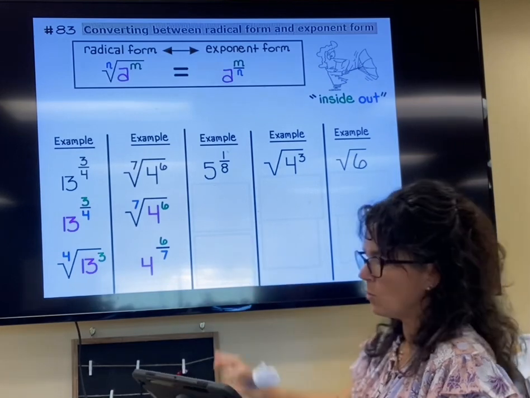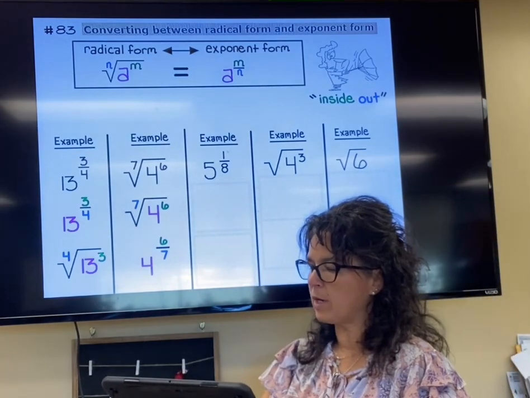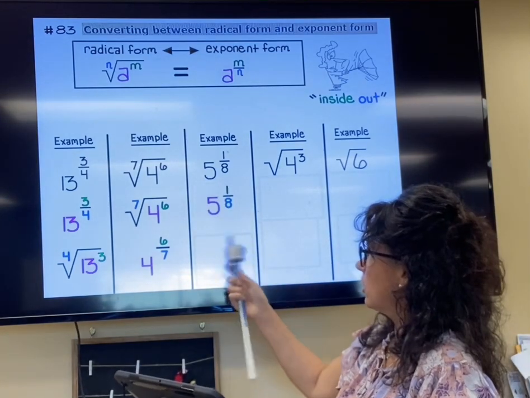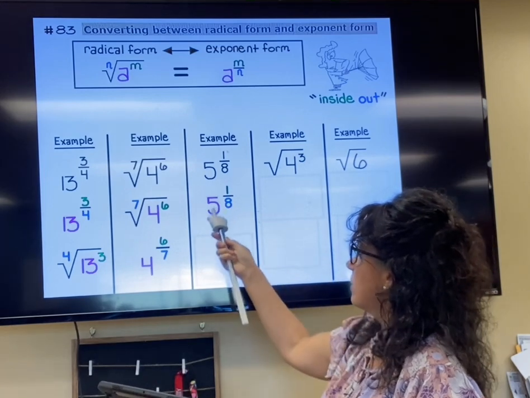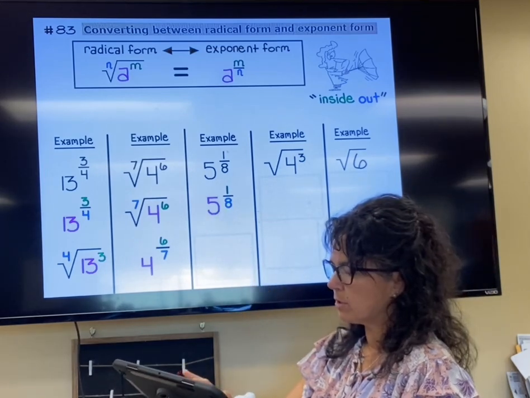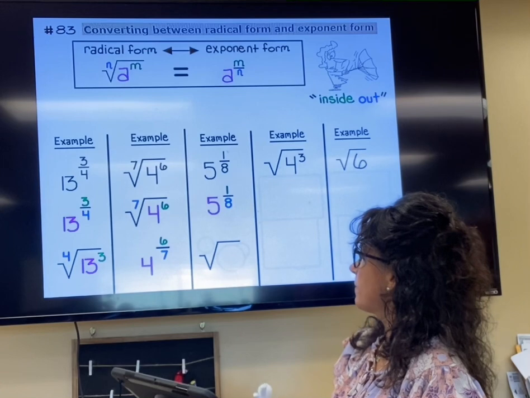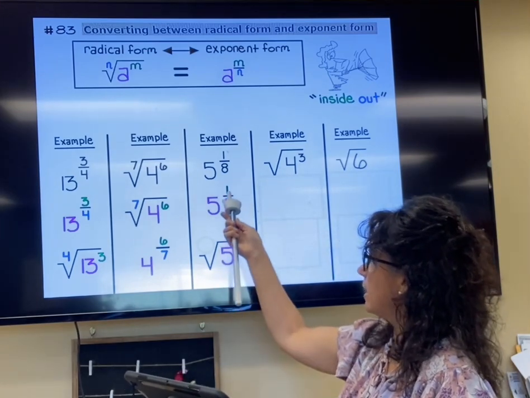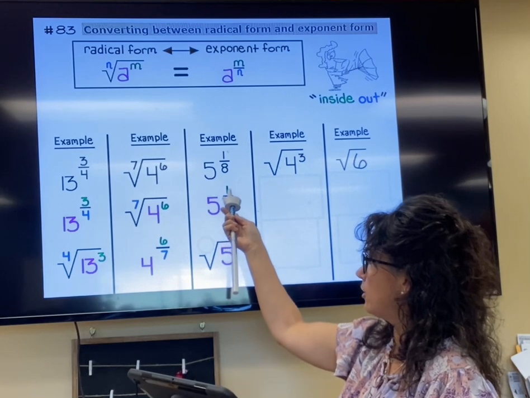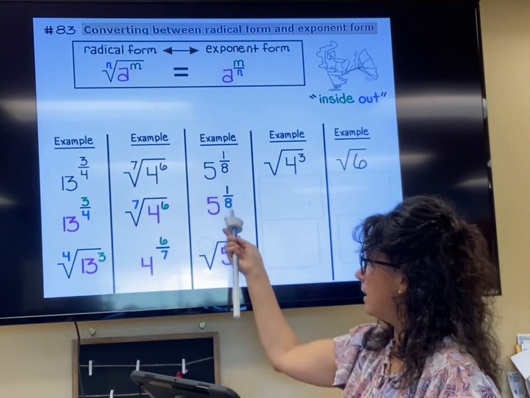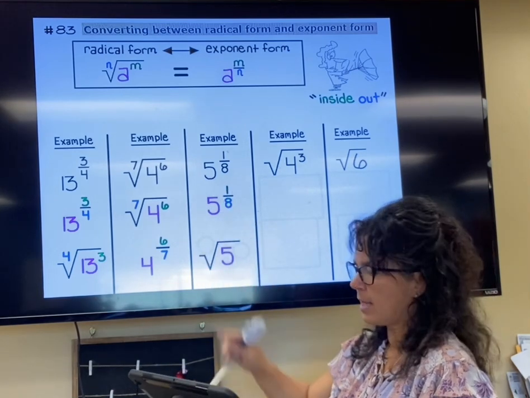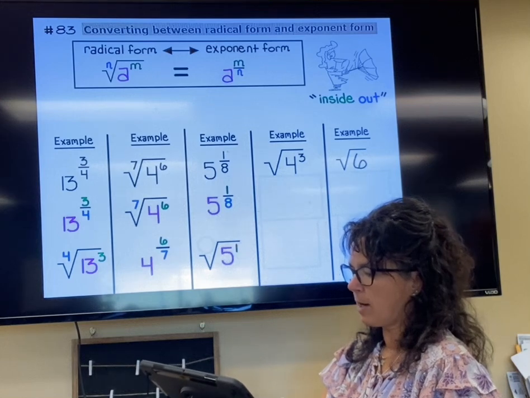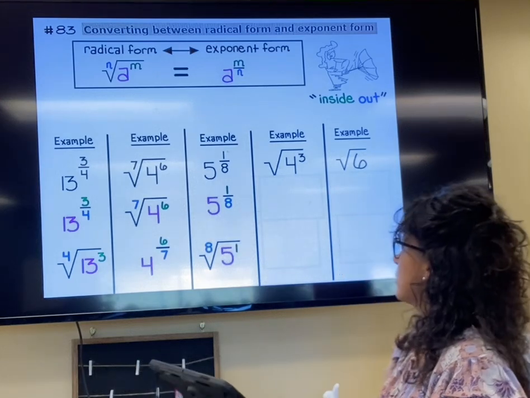Okay, so here's another one, 5 to the power of 1/8. Just color coding that. We're going to have root form, so there's my root. The 5 goes underneath here, and then inside, outside. The numerator is on the inside, the denominator is on the outside. So 5 to the power of 1, and then that's the 8th root.